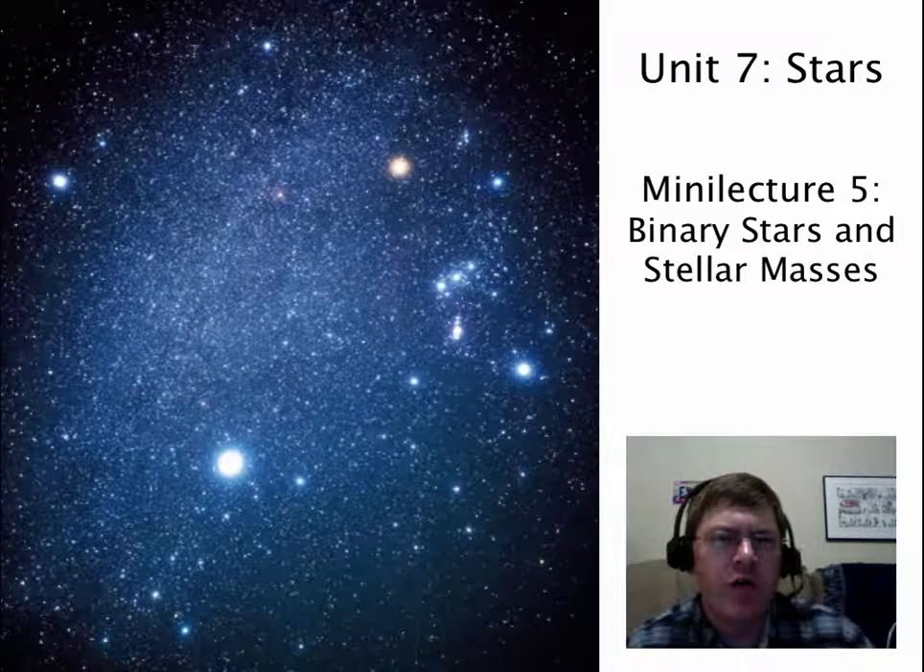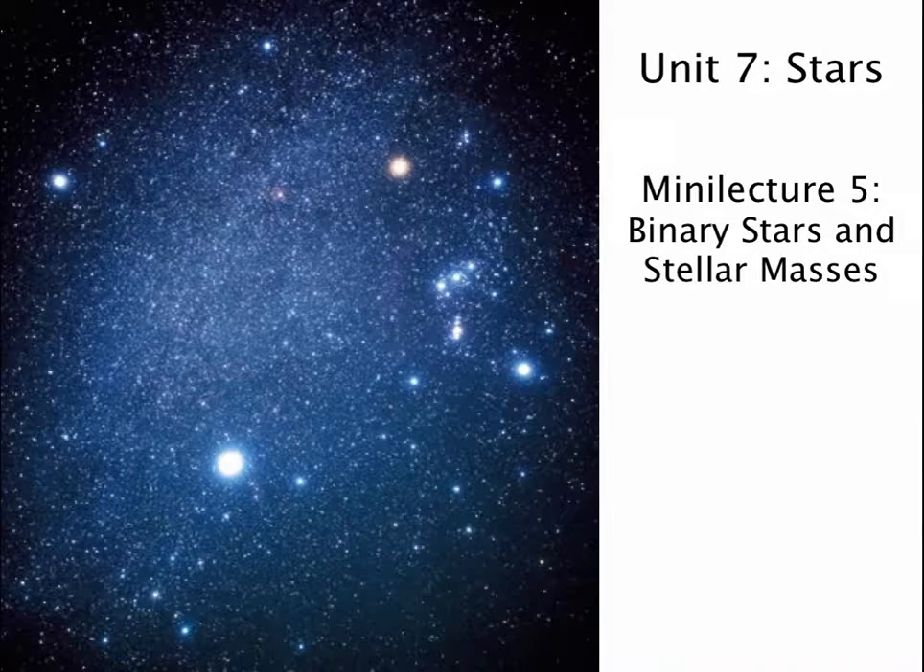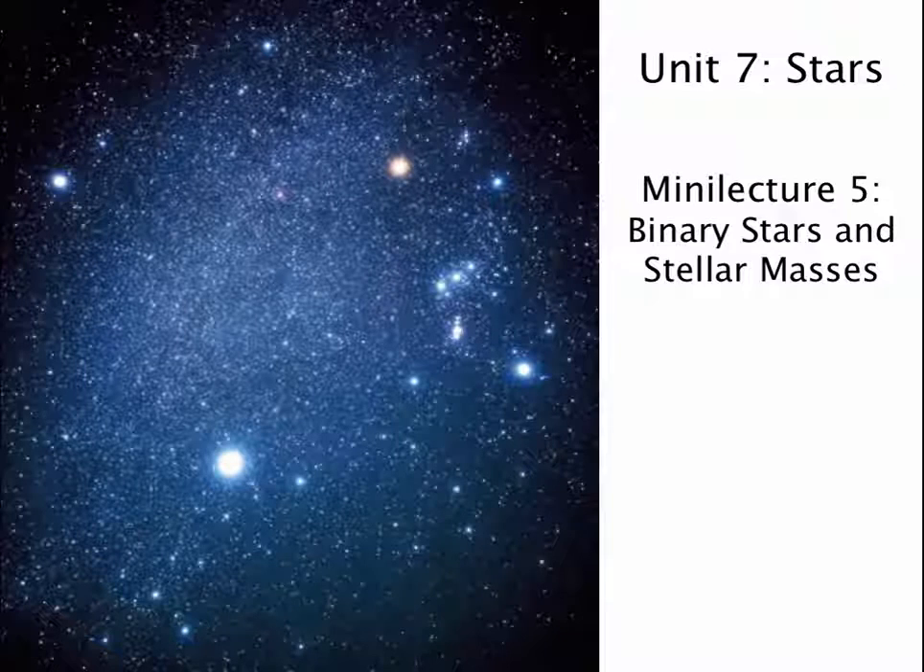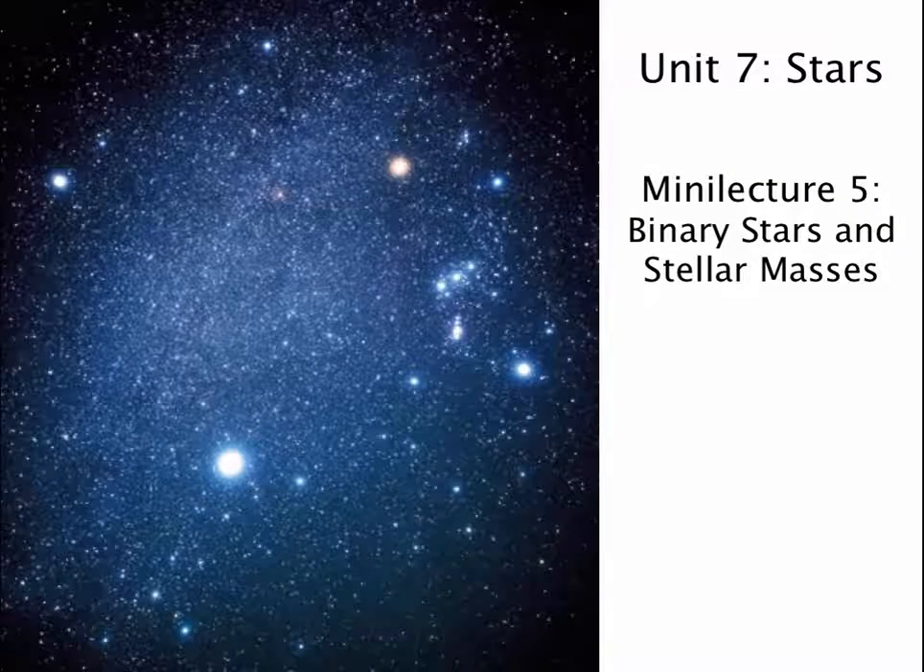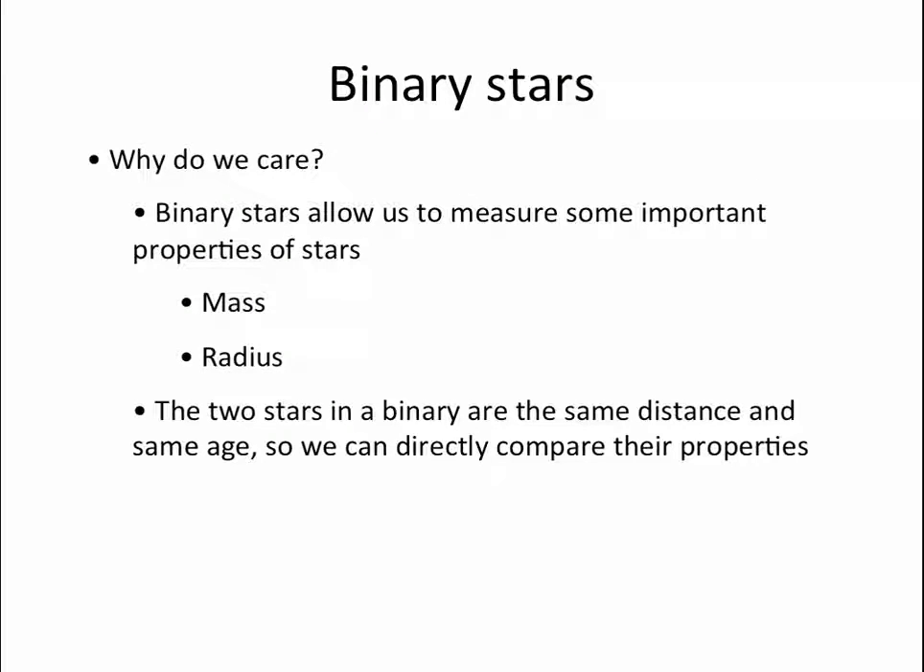So we're going to go on and talk about one last thing, binary stars and the masses of stars. And this is covered in section 17.7 of your text. So binary stars, why do we care about binary stars? I mean, binary stars are just two stars going around each other. The reason that we care is because we can get some important properties of the stars. We can get mass of the star. We'll talk about how we do that. And we can also get a double check on the radius of the star.